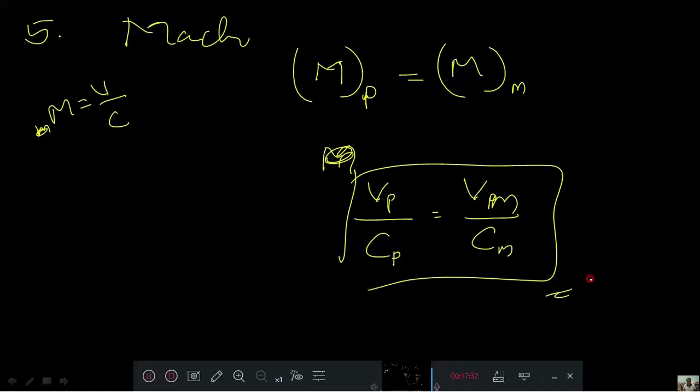Like that we have five model laws. In the next class we will consider Froude's model law and Euler's model law and we will solve many problems.